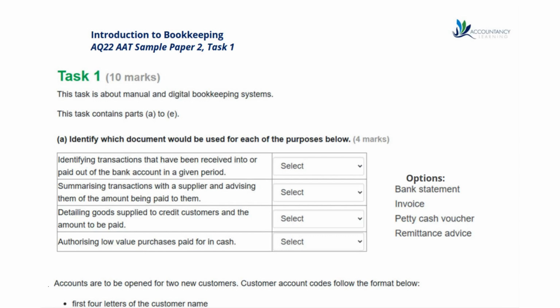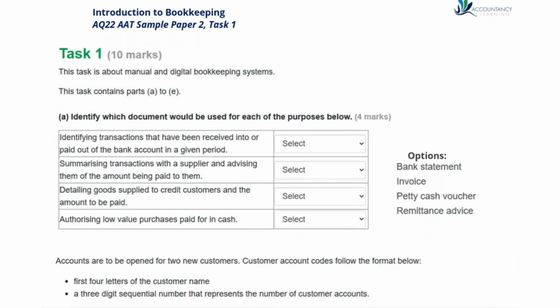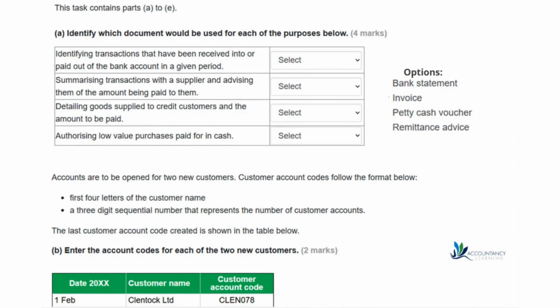I'm Sarah, and in this video I'll take you through the Introduction to Bookkeeping Sample Paper 2 Task 1. So this task then is about manual and digital bookkeeping systems. In Part A we're asked to identify which document would be used for each of the purposes below, and the drop down options that we've got are over here.